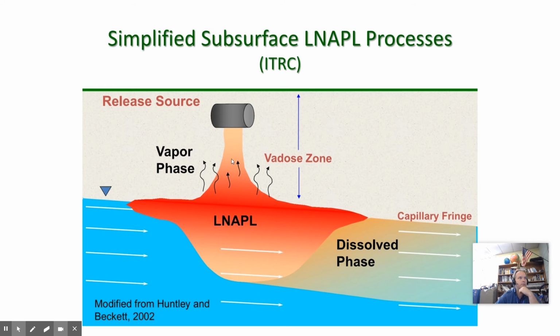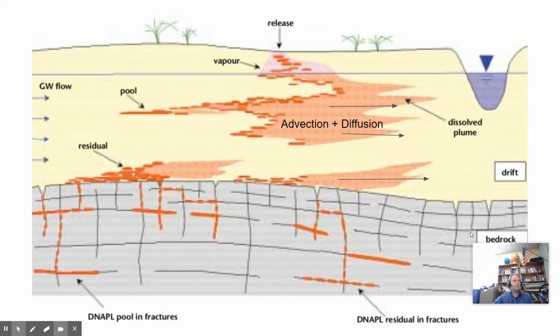If we dump our release source, our gasoline perhaps, there is vapor that comes out of that, of course, and then the LNAPL itself will spread out mostly along the top of the aquifer, and some of it may dissolve depending on what's in the LNAPL, and then it'll move along with the groundwater. If we know where the groundwater is moving, we can model a potentiometric surface, and with the hydraulic conductivity, we can predict where and how fast these things are going to move.